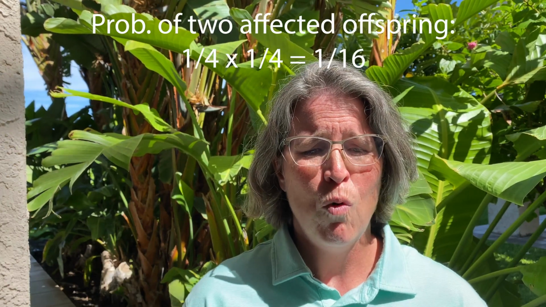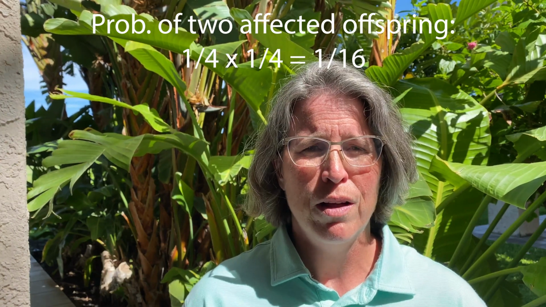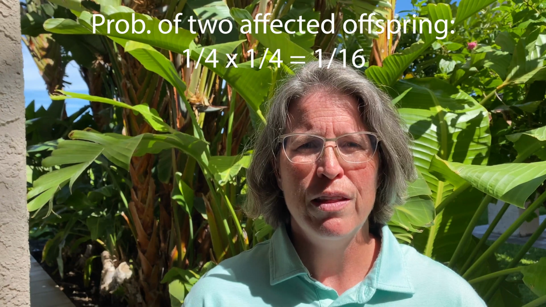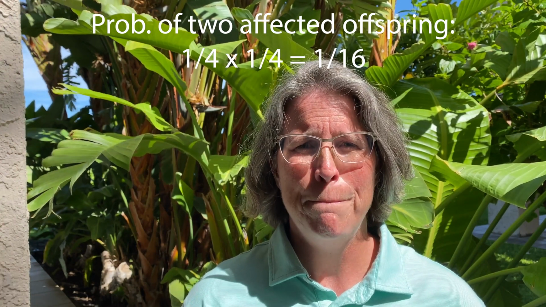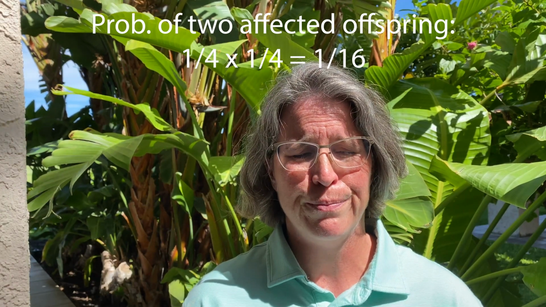To predict the probability of 2 of their children having the disease, you would just take the independent probability of one event and multiply it by the independent probability of another. Therefore, it would be 1/4 times 1/4. This equals a probability of 1/16 that 2 of their offspring would be affected with the disorder.